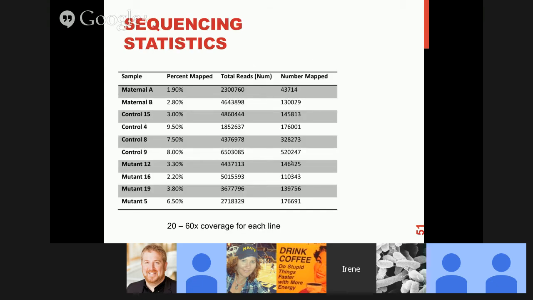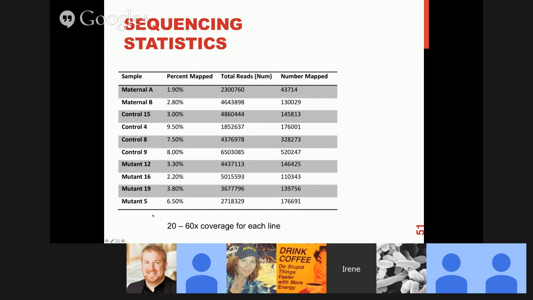So here are just some sequencing statistics for each of these different lines. We created 2 libraries from the maternal stock, and I should mention these are the exact maternal flies that were used in this experiment, so they are the moms. And we sequenced 4 control lines as well as 4 mutant lines.